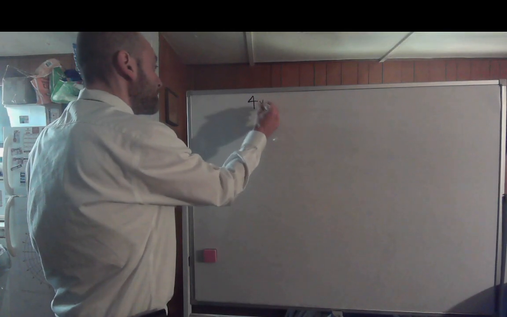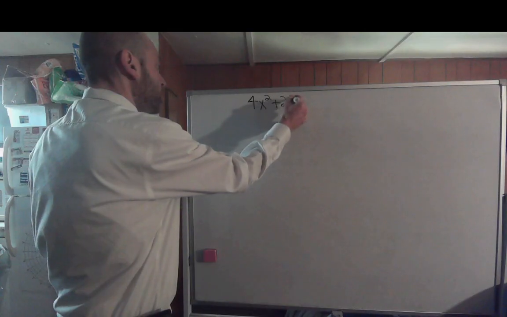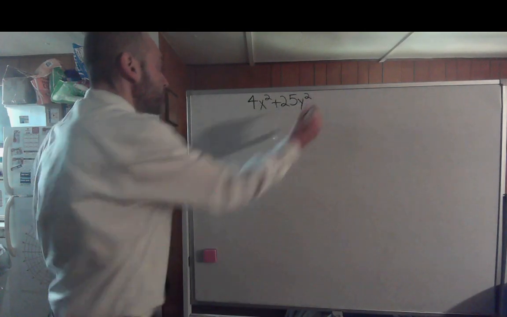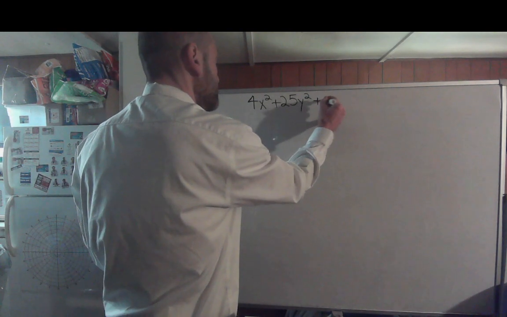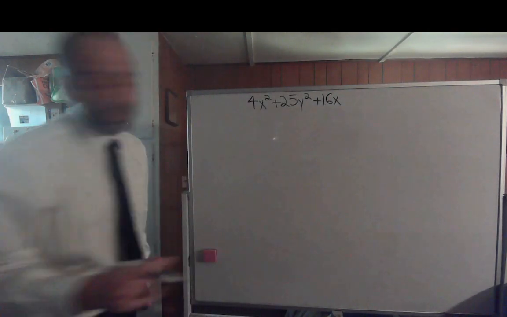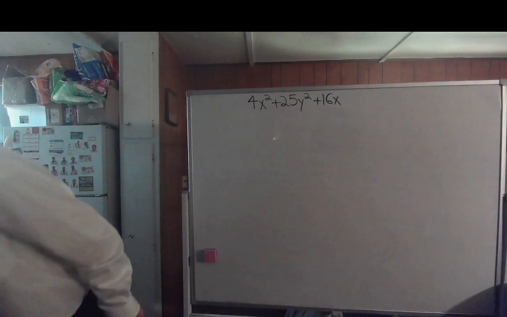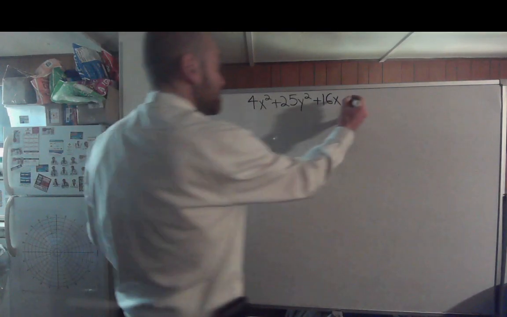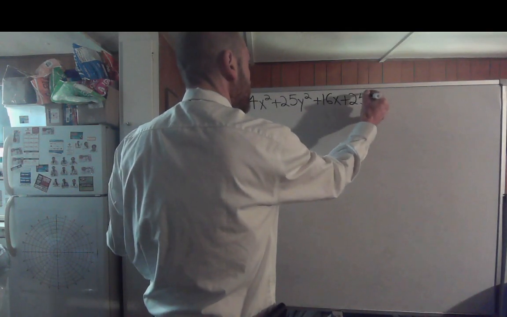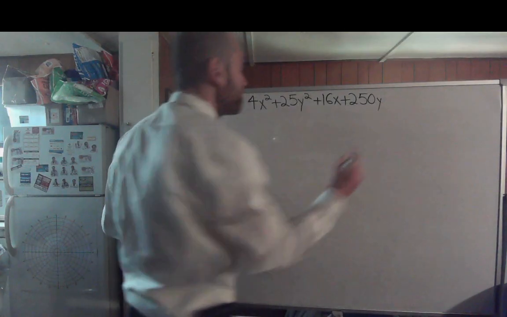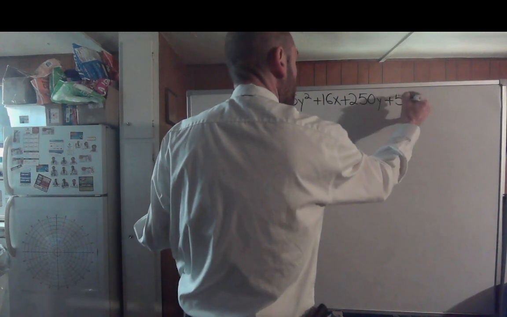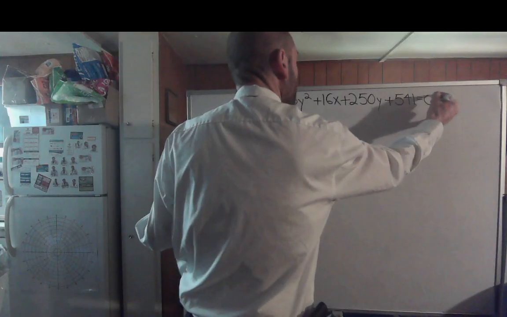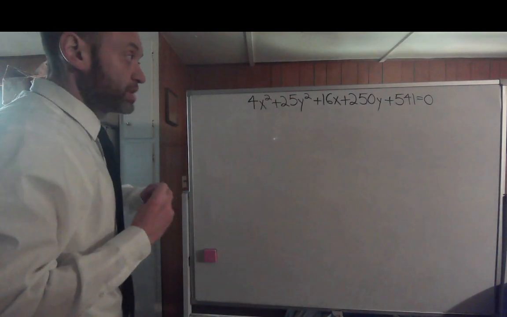Alright, so we have 4x squared plus 25y squared plus 16x plus 250y plus 541 equals 0. Got some big numbers in there, but that's okay.